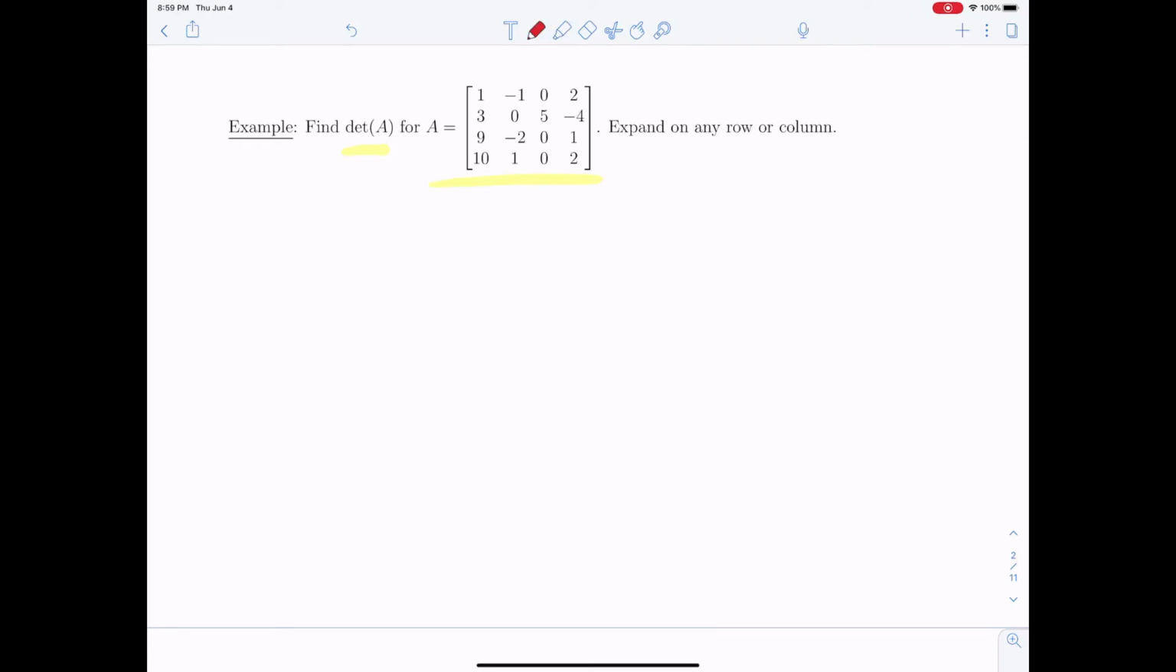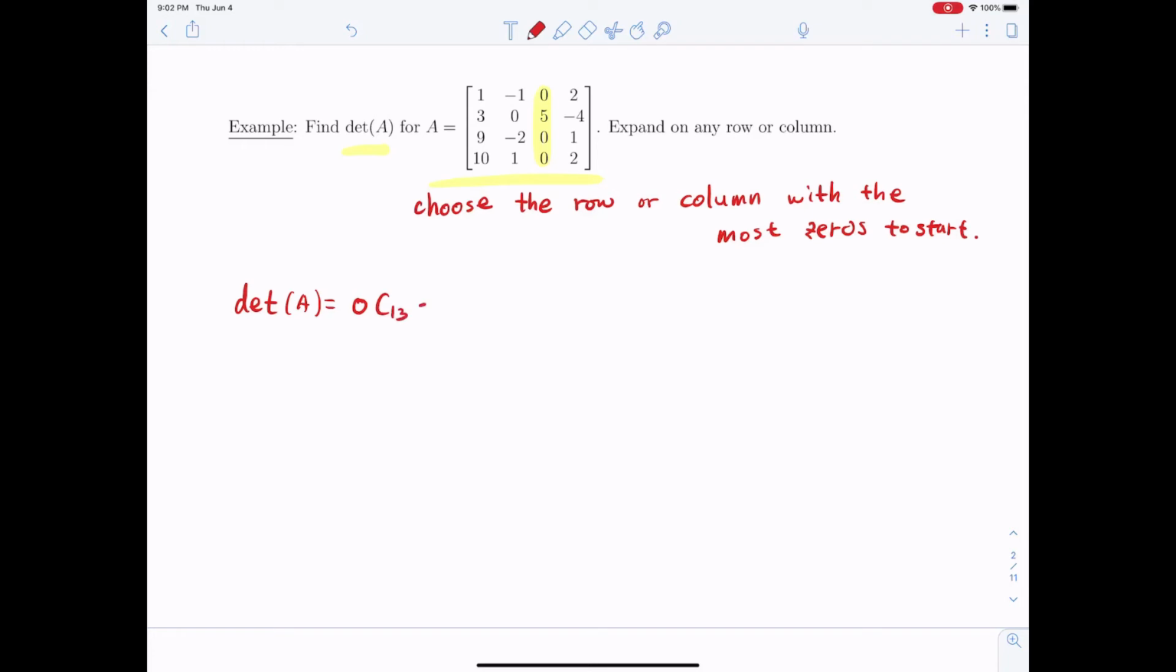Okay, so let's solve this problem together. The first thing you want to do is choose the right rows or columns. I think the easiest one is the one with the most zeros. If you choose this column, the determinant of A equals 0 times C13 plus 5 times C23 plus 0 times C33 and 0 times C43. And these zeros really reduce a lot of calculation here.